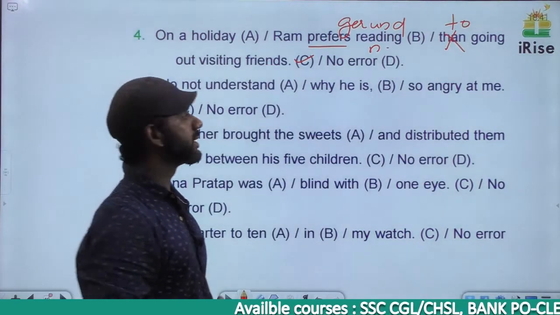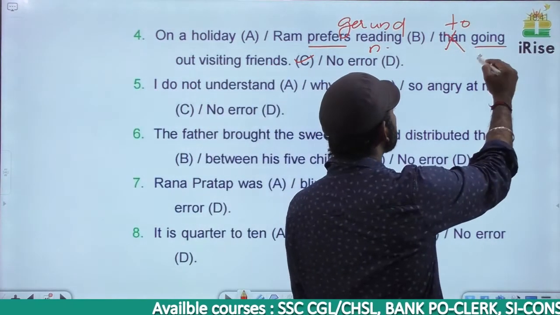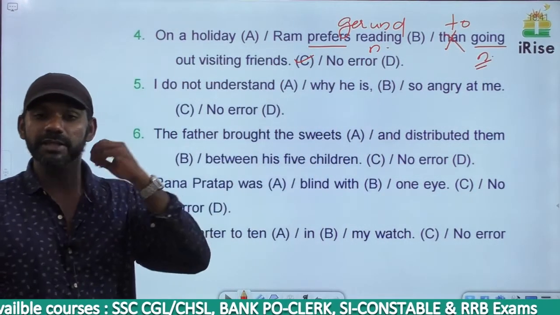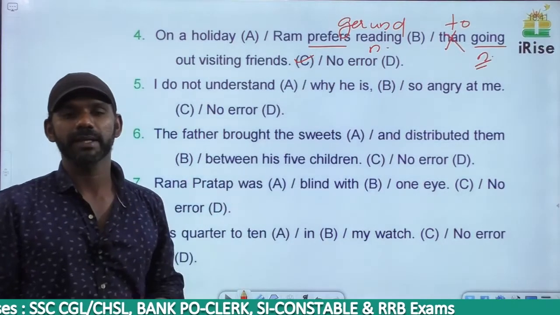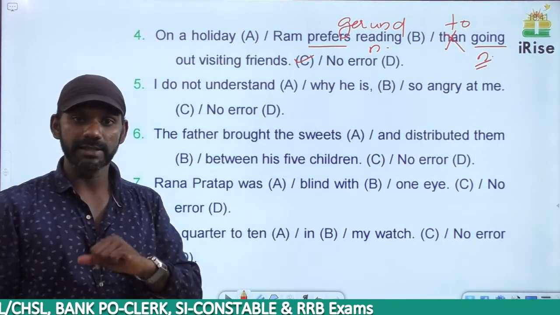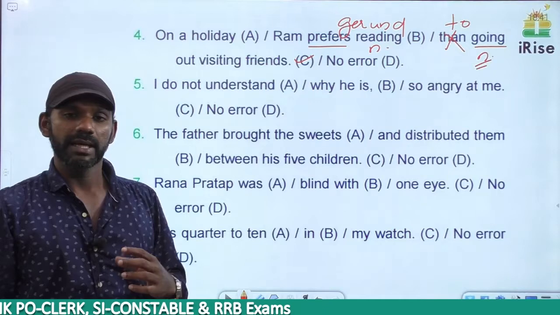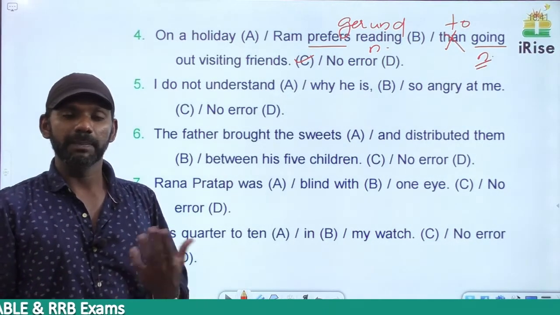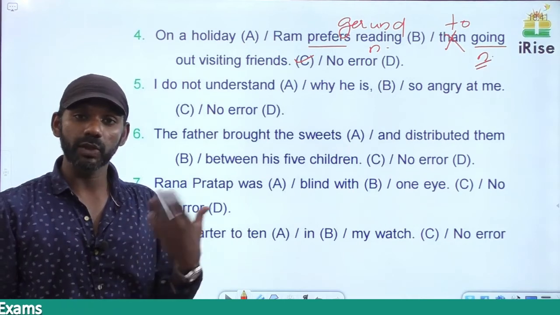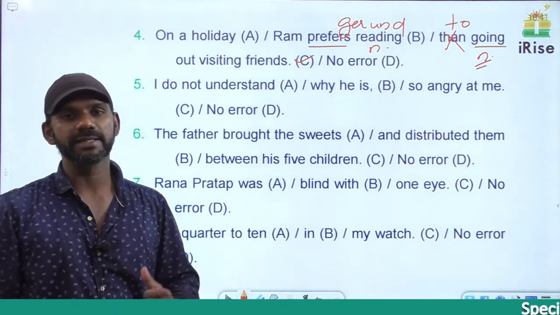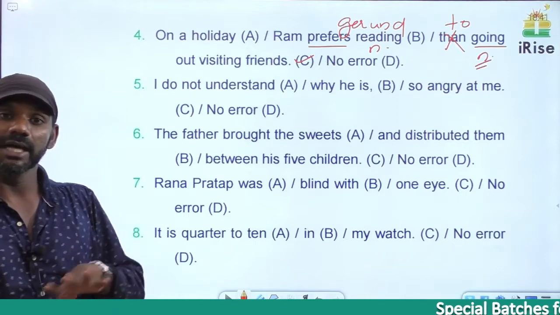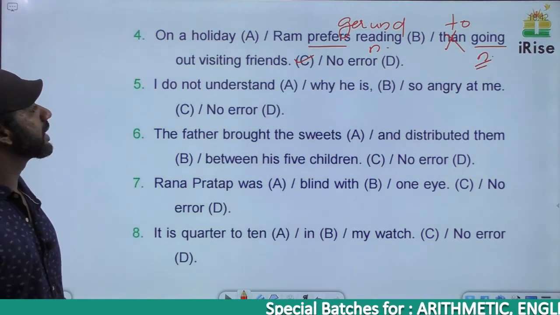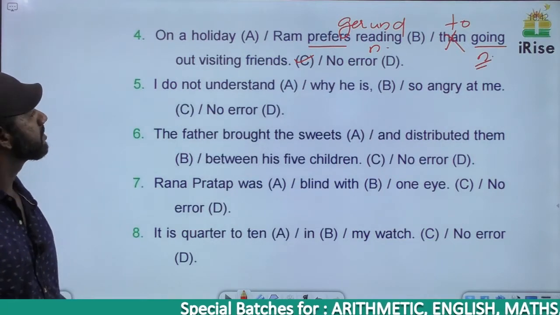If reading is a noun, going must also be a noun. In fact, after the word prefer comes a noun. I prefer tea to coffee. Tea is a noun, coffee is also a noun. I prefer pen to a pencil. Pen is a noun, pencil is also a noun. I prefer an independent house to a flat. House is a noun, flat is a noun. So after the word prefer come nouns. So, on a holiday, Ram prefers reading to going out visiting friends.